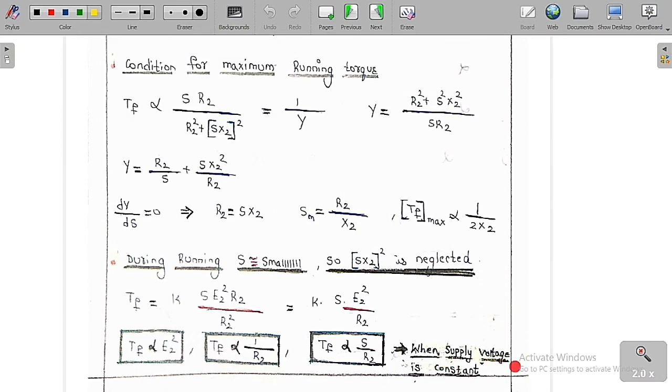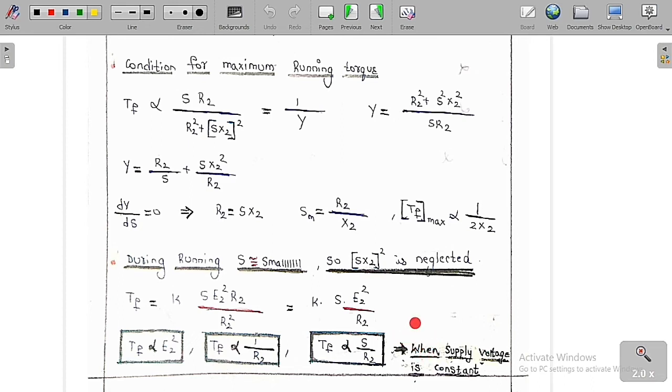So therefore, when the supply voltage is constant, simply we can say that at running condition, or in the stable region, torque is directly proportional to SV square by R2. This is always the case, because we always operate the induction motor in the stable region. So torque is directly proportional to SV square by R2.